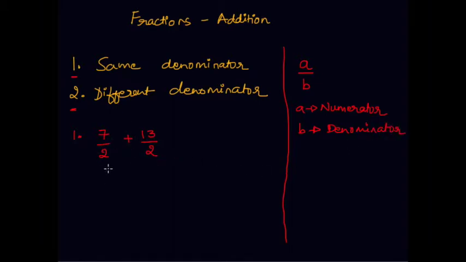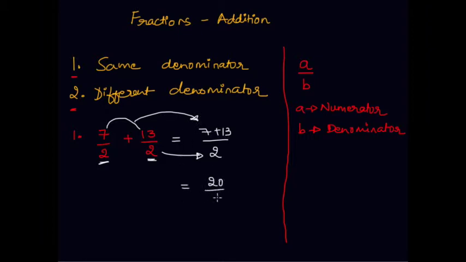Okay, so in this case, as we can see, 2 is the common denominator. So if you have a common denominator, what you can do is write down the denominator and just add the numerators. So in this case, 7 plus 13. You don't have to do any other procedure. So just write down the denominator and just add the two numerators like this. So 7 plus 13 is 20 divided by 2. If you simplify this, you get 10 divided by 1, which is just 10.